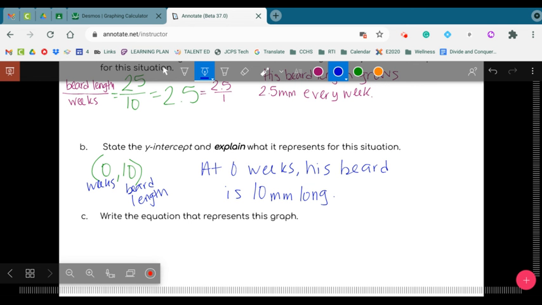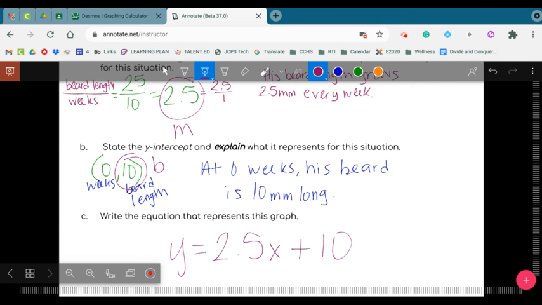Okay, and then the last part says write an equation that represents the situation. So we have our y-intercept, which is 10. This is our b value. We have our slope, which is our m value. So y equals 2.5x plus 10.